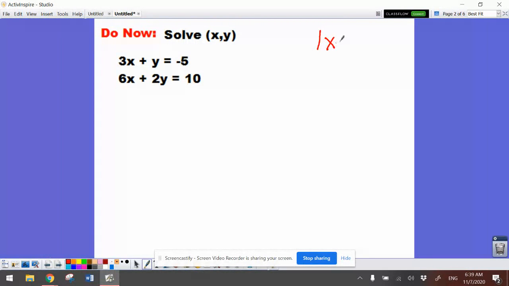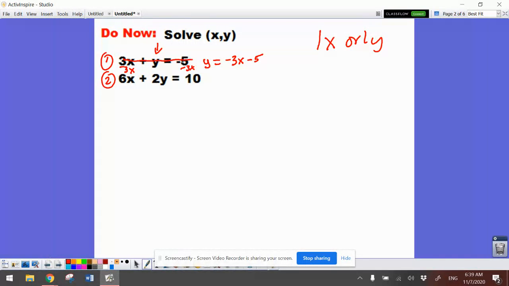And remember, the first step was solving for a 1x or a 1y. So if I look at equation 1 and equation 2, which equation has either a 1x or a 1y that looks like it would be pretty easy to solve for? If you're saying, hey, I see a 1y in equation 1, you're right. That would be very easy to solve for. So we know that to move the 3x, I would have to subtract the 3x. So that would give me y equals negative 3x minus 5.